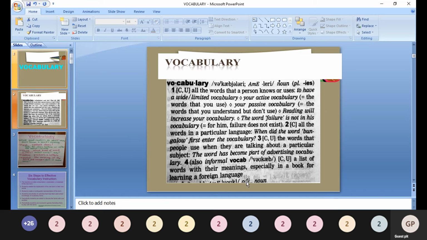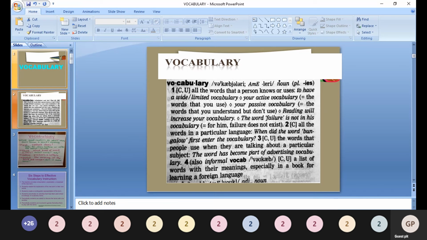So according to the dictionary, what does it say about vocabulary? A list of words with their meanings, especially in a book for learning a foreign language. Now English is a foreign language to us, so when we learn a new language, vocabulary is very important. Unless you develop a wide range of vocabulary, you will not be able to use a language fluently. Only when you know the words will you be able to convey your message, and the next person will be able to comprehend what you're trying to say. You must know the exact meaning, because there should not be any ambiguity when you talk.